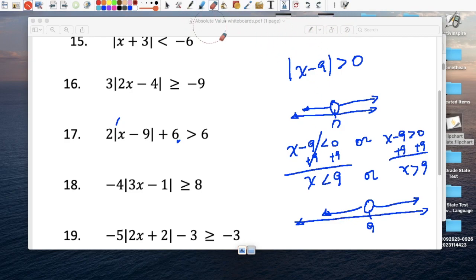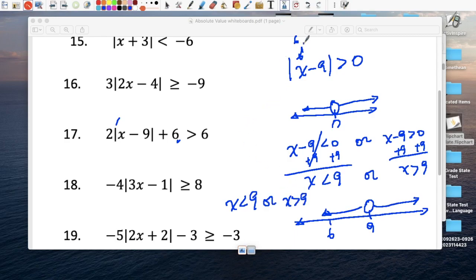Let's try a whole number this time. Let's try 6, which is about here, right? If I plug in 6 over here, I get 6 minus 9. 6 minus 9 is negative 3. Take the absolute value of negative 3, we get 3. And is 3 greater than 0? It works. So as long as it is not 9, everything else works. So x has to be less than 9, or x has to be greater than 9.